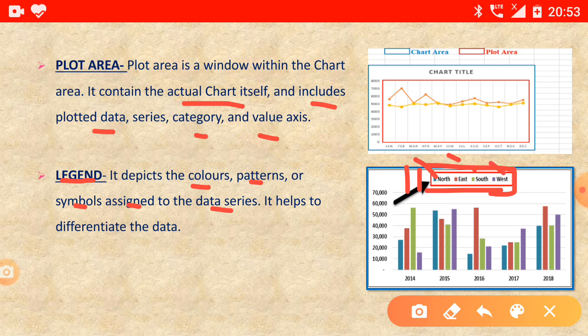So it means which type of color, which type of pattern, which type of symbol they are providing for their data. Suppose in many pictures you see some symbols, so that is also a legend. Which color, pattern or symbol is assigned to the data is known as a legend.